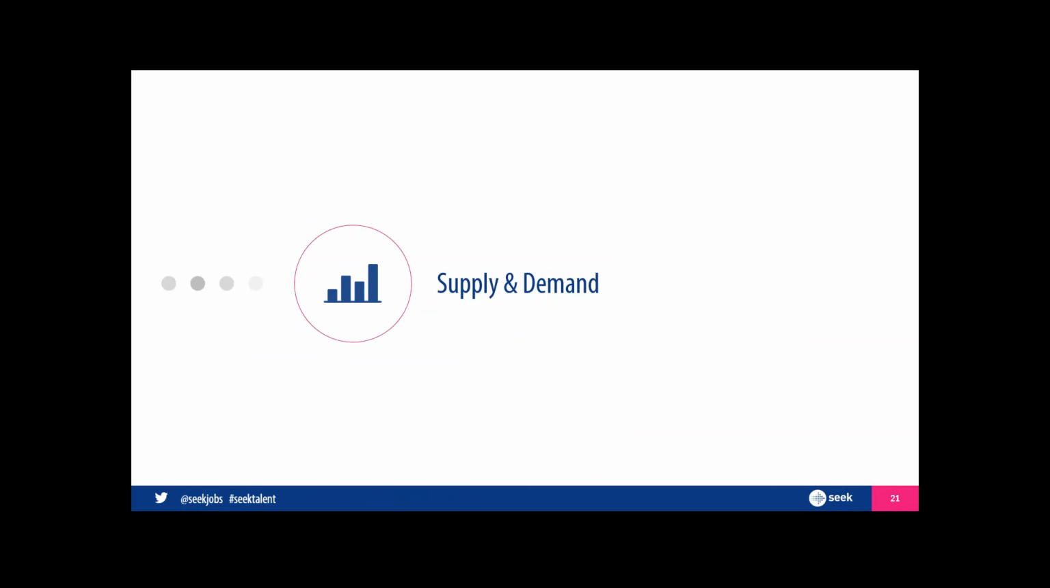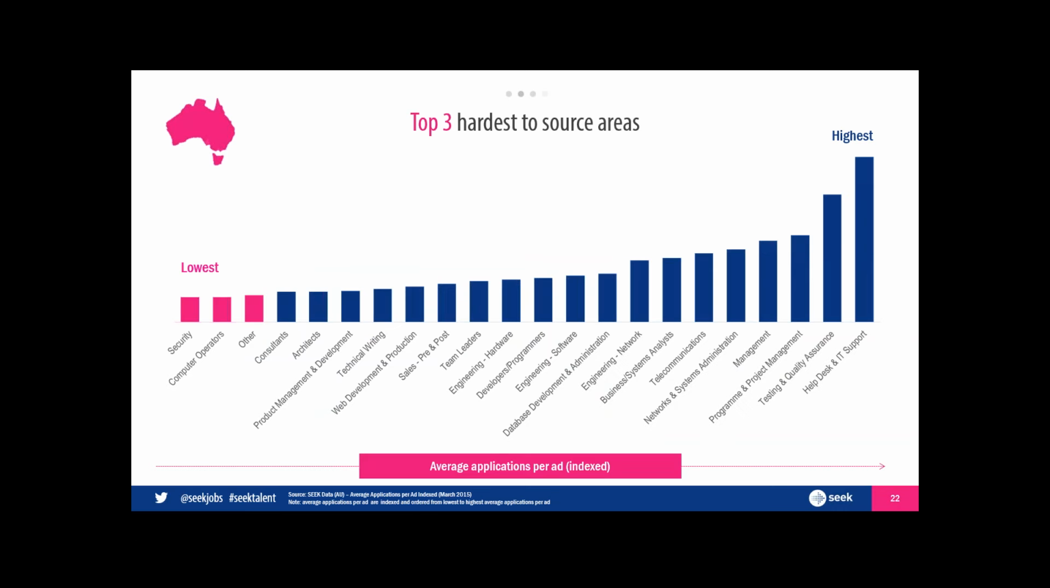So the way that we look at that conversion process is at the critical point in time when they're applying. And what we do is we take all the subclassifications and we say from lowest to highest, what are the average applications per ad? And this is an index. There is no scale on it because we don't publish our actual average applications per ad just for competitive reasons. But what we do is we index it so you can see that, okay, if I'm looking for someone in security, it is the most difficult role to resource for nationally.